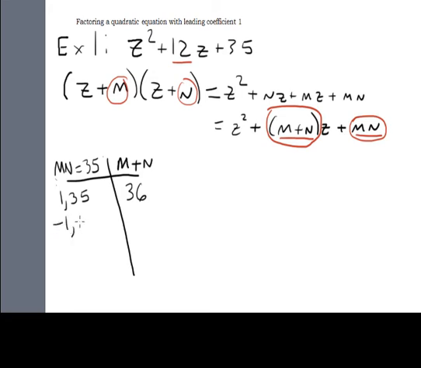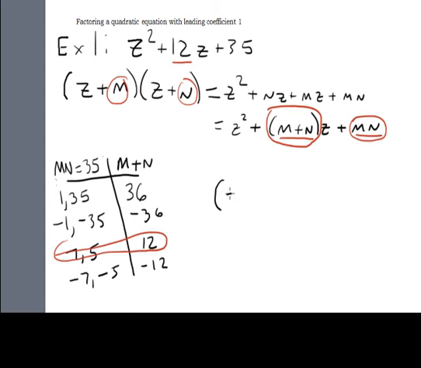Another set of values that would work for the product are negative 1 and negative 35. The sum there would be negative 36, not what I want. 7 and 5 will give me a product of 35, and their sum is 12. And just to make my list complete, the last two values that I can come up with are negative 7 and negative 5, and they give me negative 12. And hopefully you see here that the correct values for m and n that work here are 7 and 5. What that's going to tell us is that the answer to this question should look like this.